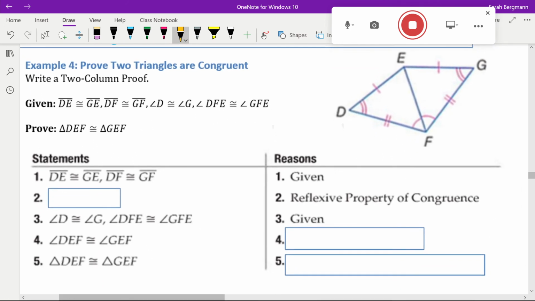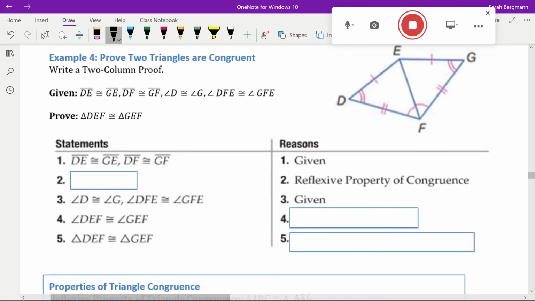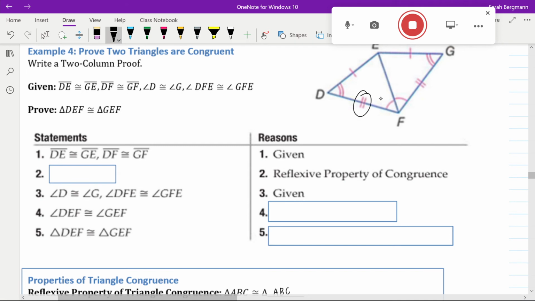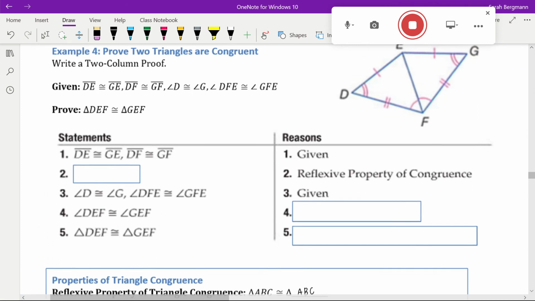Let's try this in a proof. So it says, given segment DE is congruent to segment GE, which is already shown in the picture, segment DF is congruent to segment GF. This is also already marked in the picture. Angle D is congruent to angle G. And angle DFE is congruent to angle GFE. That's already marked in the picture as well.